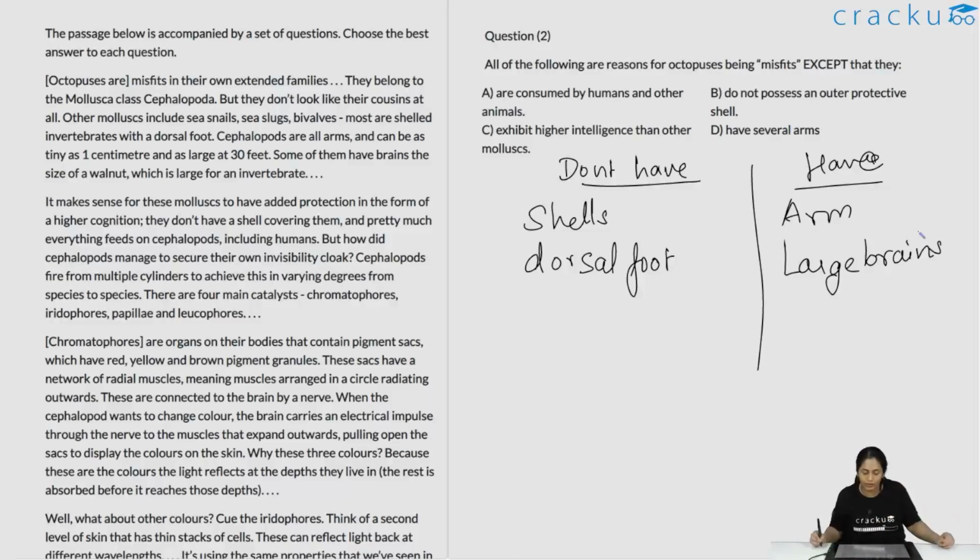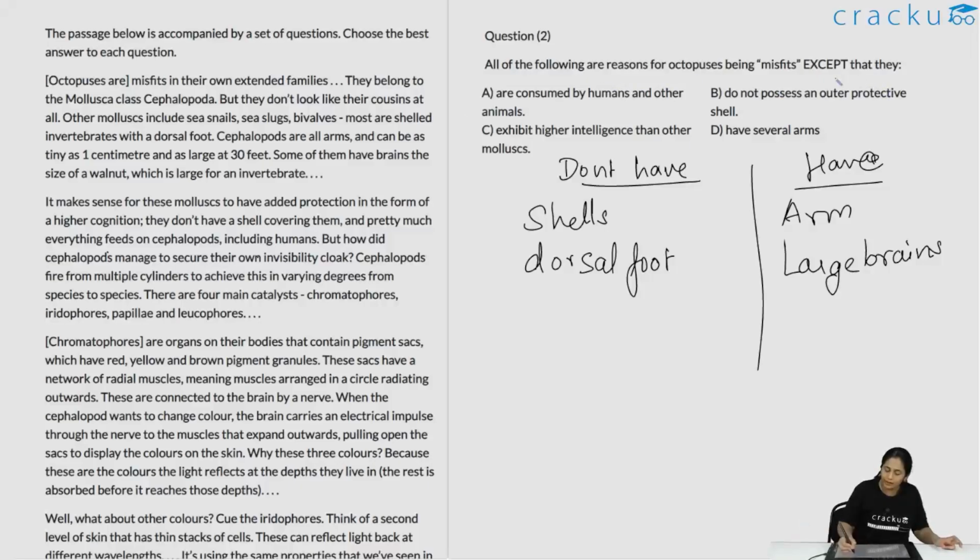So let's take a look at the options. Are consumed by humans and other animals. This is not given as a point of difference as such. It's been told that they have a lot of predators, everything feeds on cephalopods including humans, but we don't know whether other mollusks also have a lot of predators or not. That information is not shared. So this is not a point of difference, so we can eliminate this as such.